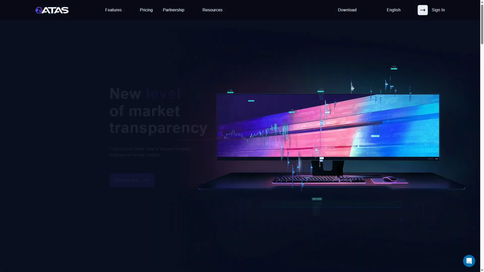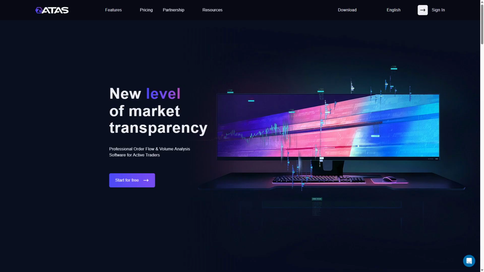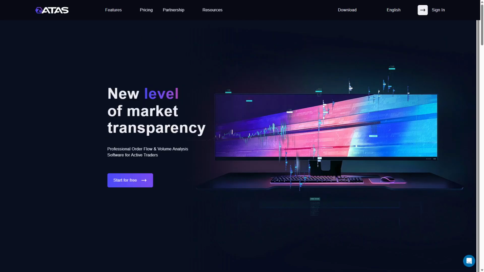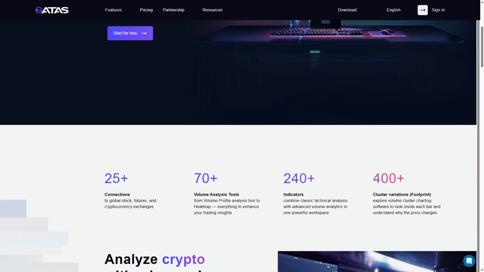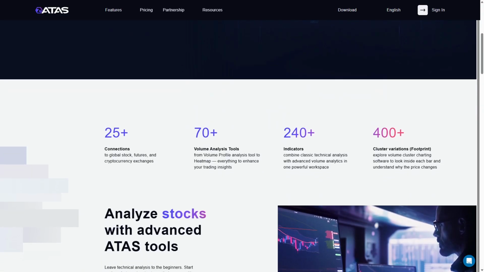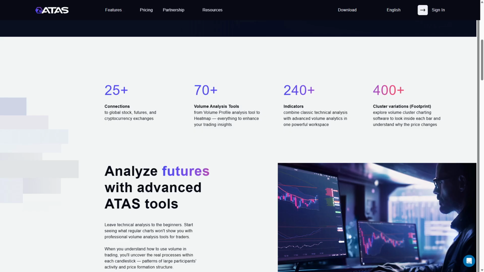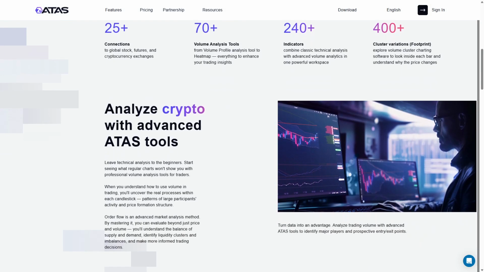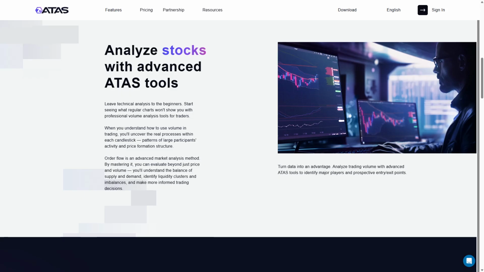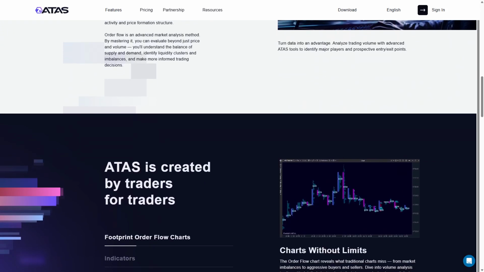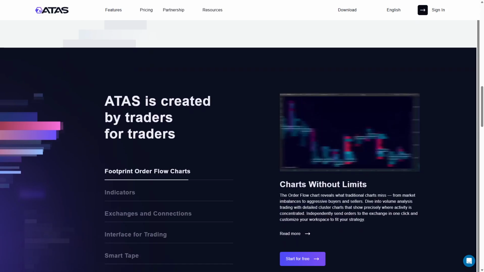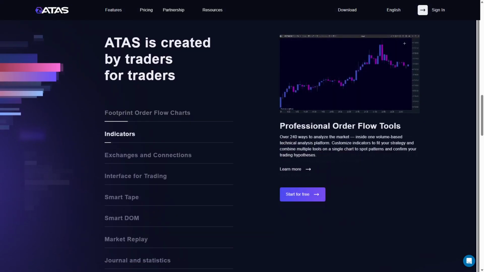ATAS is a comprehensive order flow platform that provides detailed market data through footprint charts, volume analysis, and cluster visualization. It works by aggregating real-time market data, allowing traders to see the exact volume at each price level and the aggressiveness of buyers and sellers. ATAS excels with its highly customizable interface, advanced indicators, and support for multiple asset classes including futures, stocks, and crypto.